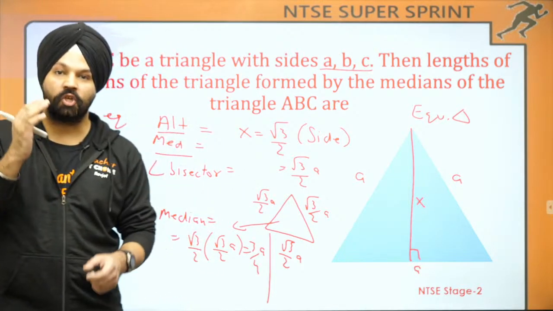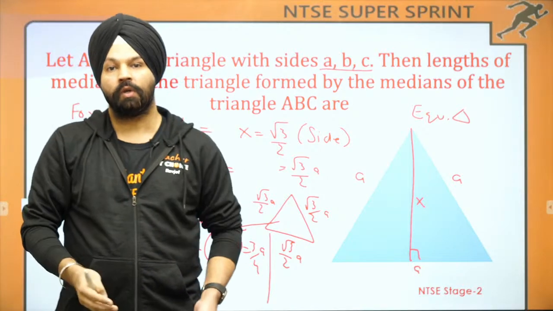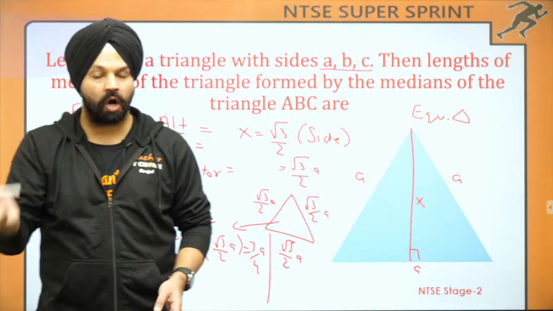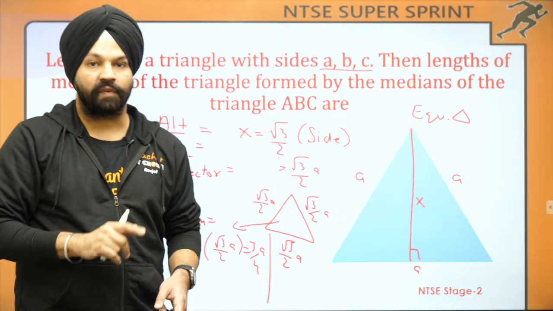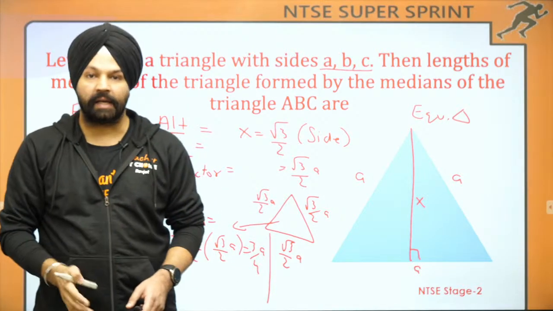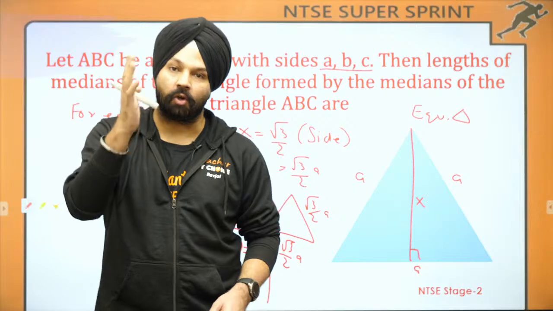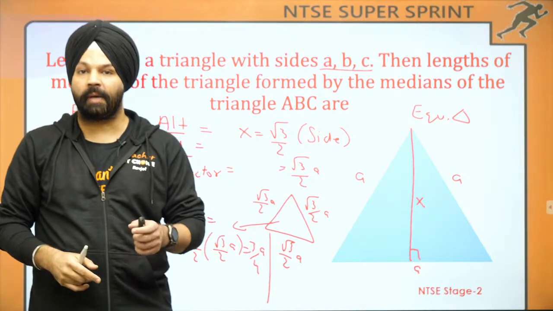I'm suggesting you, whenever there is a question in which there is a triangle and there is a generic result, now it's a triangle, so that means the result will be valid for all. So let's assume an equilateral triangle. Now you need to know the formulas of equilateral triangle. For equilateral triangle, altitude, median and angle bisector all coincide and their length is √3/2 into side.